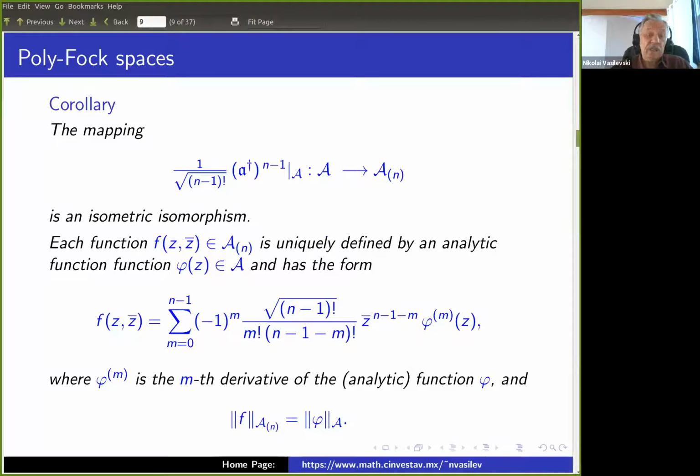As a corollary, we have that weighted powers of the operator A dagger give an isometric isomorphism between the Fock space of analytic functions onto the true n-analytic function space.